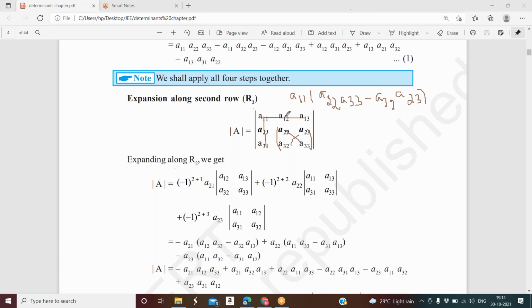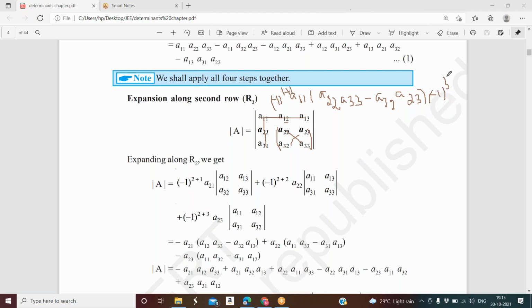Now, consider the next element in the first row. What is the next element? It is A12. So what sign will come here? You add this 1 and 2. What are you getting? 3. So this is minus 1 whole power 3, because 2 plus 1 is 3. Here you will get minus 1 to the power 1 plus 1, because the first element is A11. So here I will get minus 1 power 1 plus 1. It is plus.